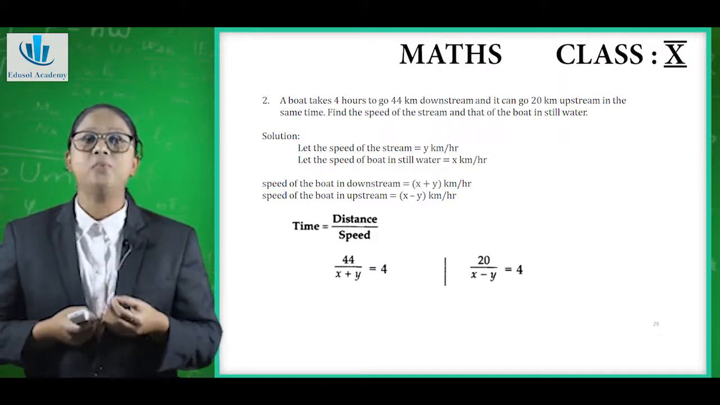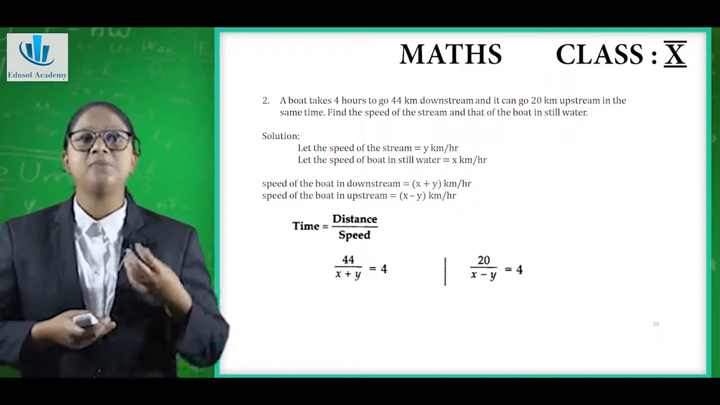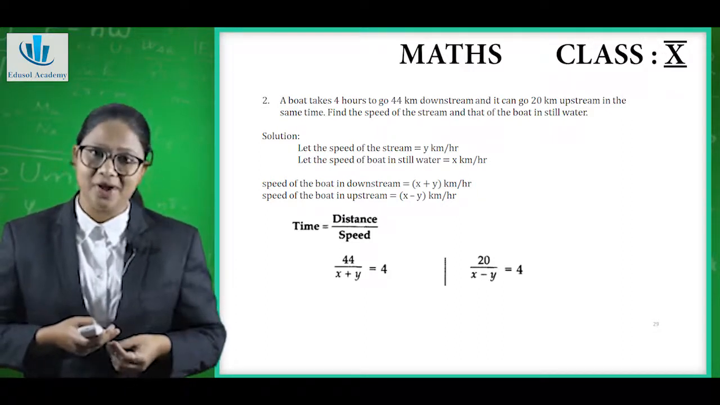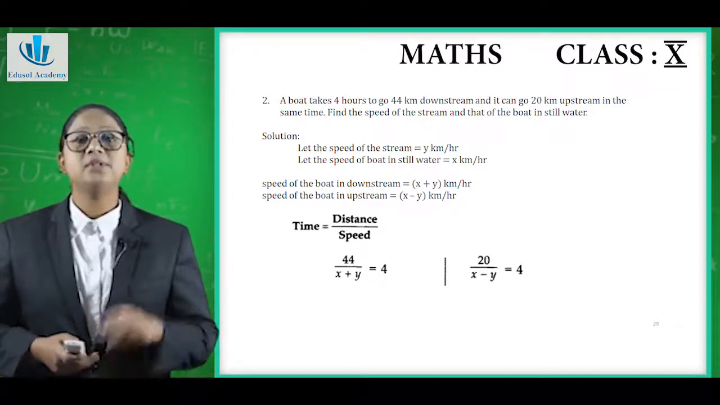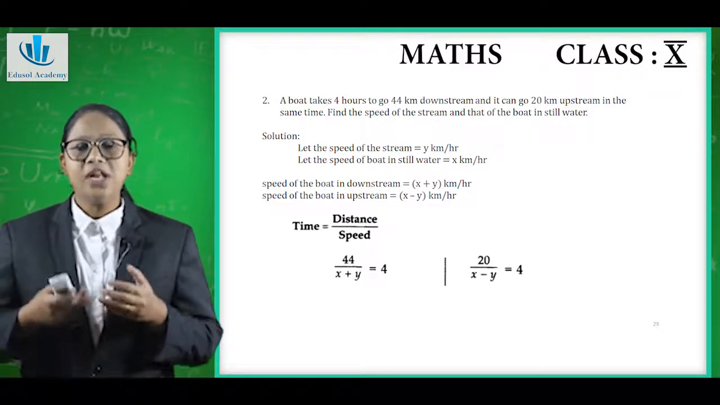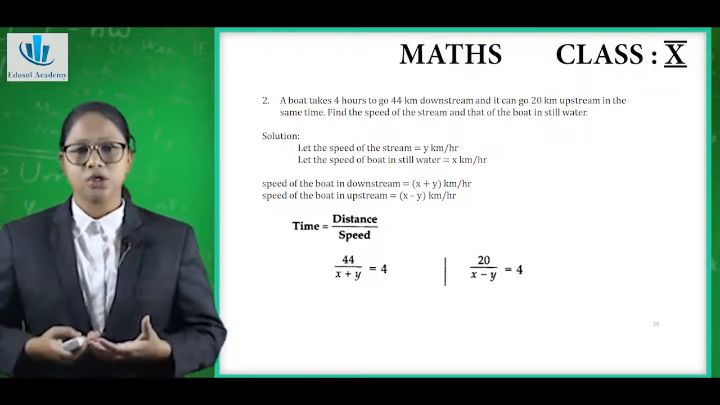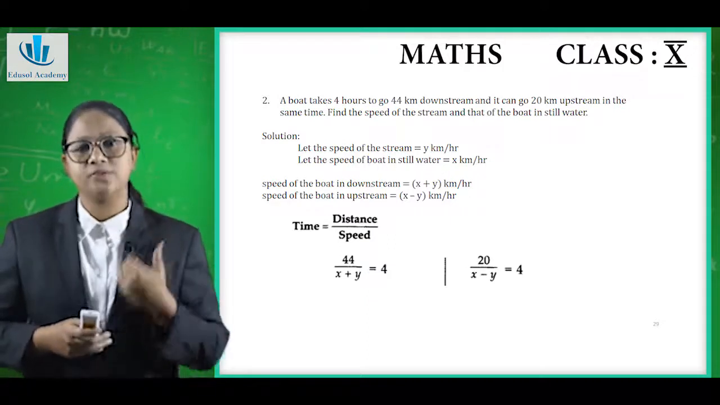So we will assume the speed of boat to be x kilometer per hour and speed of stream y kilometer per hour. Units are important in word problems. Now we had been given two cases, downstream and upstream. We know that in a flowing water body there will be some water current. So that's what we mean by speed of stream.